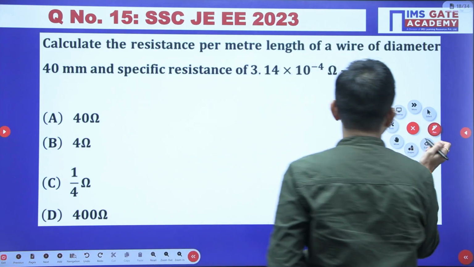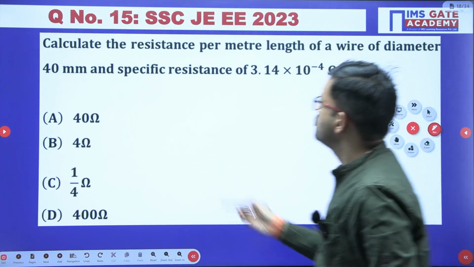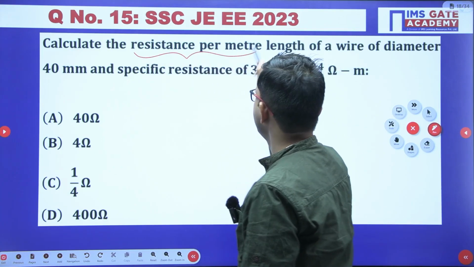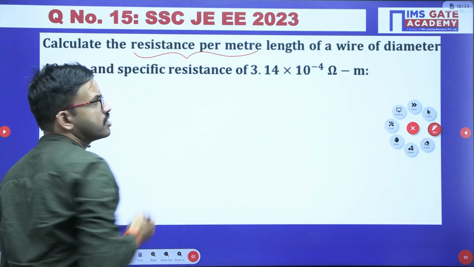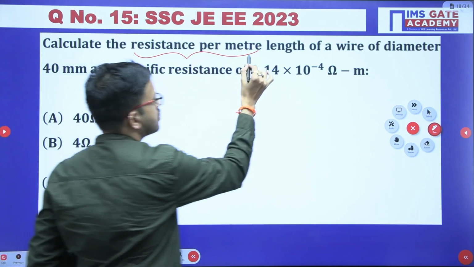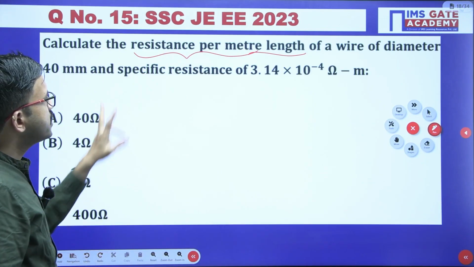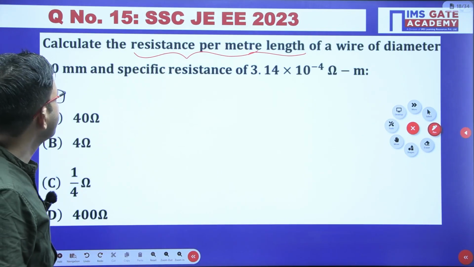In this question, they are asking resistance per meter. Resistance units are ohm, so per meter length they are asking, which means ohm per meter. So here, resistance per meter length of a wire.